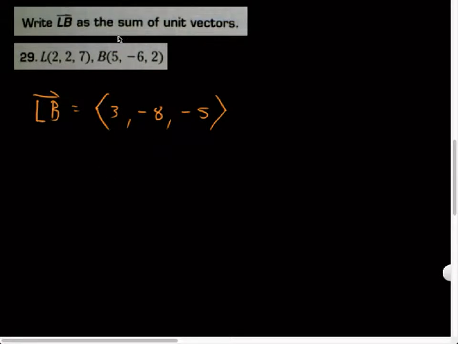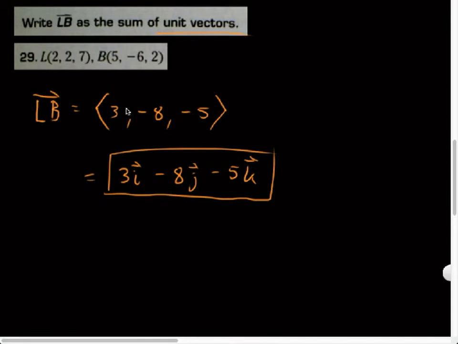To write it as the sum of unit vectors, my tablet shut off, kind of, then all I would do is add some i, j, k's to these. So this is the same as 3 times vector i, which is the unit vector in the positive x direction, minus 8j, which is the unit vector in the positive y direction, minus 5k, which is the unit vector in the positive z direction. I could write plus a -8, but why not simplify it like so?